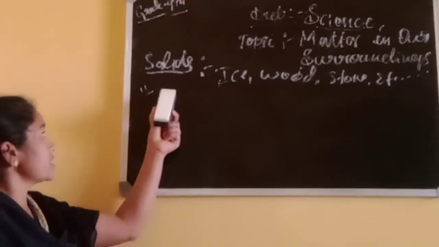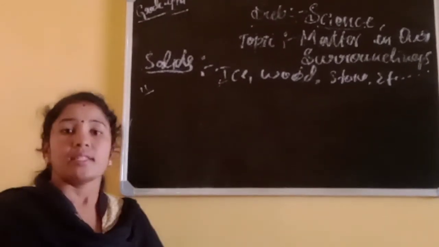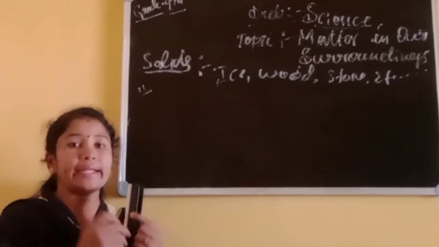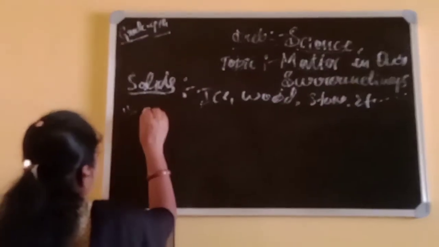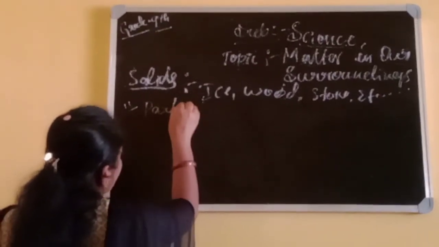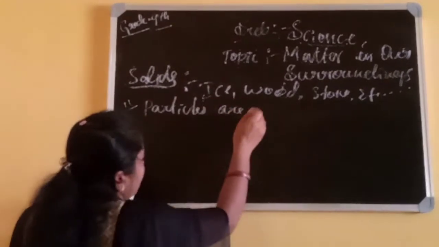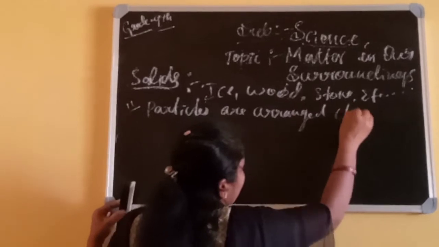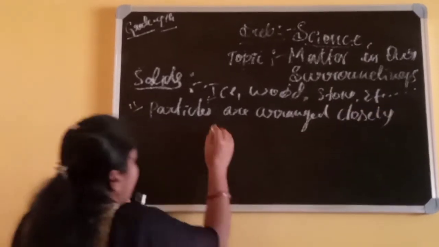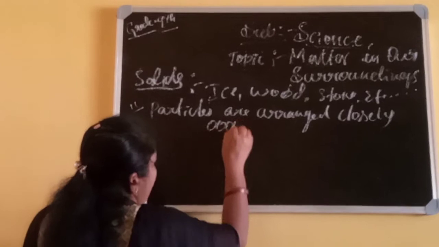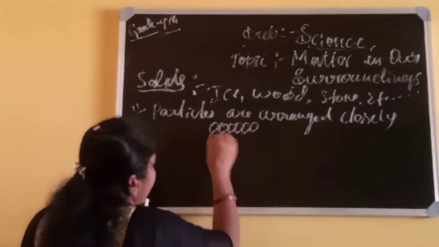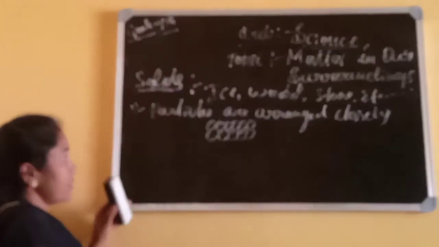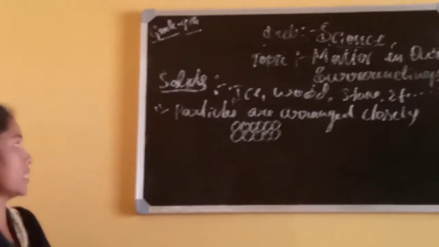The first property is, in solids, the particles are arranged very closely or tightly packed. See how the particles are arranged very closely. There is no space between the particles. In the previous class only, I told you regarding this.